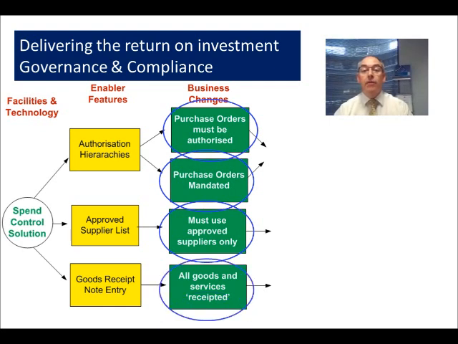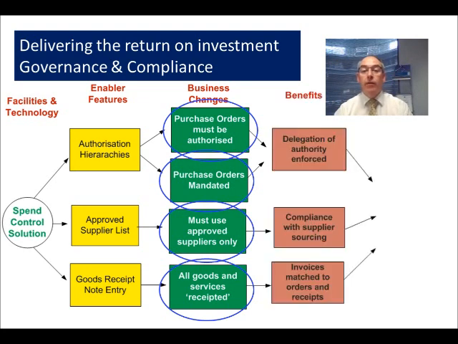The last one is around service receipting. So we've raised our purchase order, we then electronically receipt when we receive the goods or services, and this ensures that we are only going to pay for what we've received, and that comes through to our invoicing.